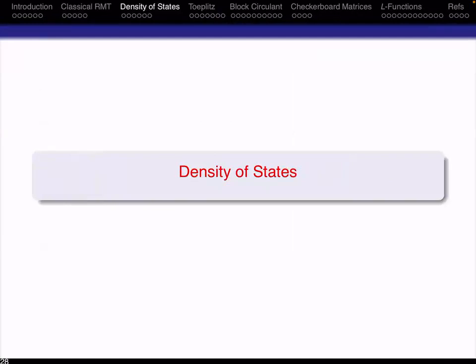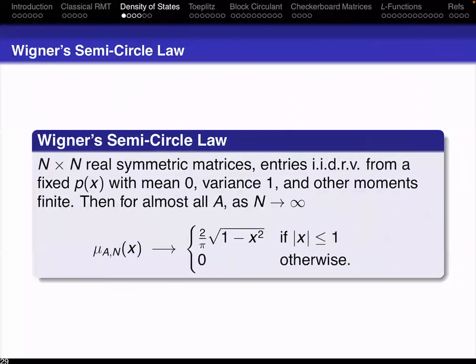So I want to talk a little bit about density of states. The first big result in the field is due to Wigner. What he proved is if you take an n by n real symmetric matrix, choose the entries independent, identically distributed random variables from a fixed probability distribution with mean 0, variance 1, and other moments finite, then as n tends to infinity, the density of the normalized eigenvalues converges to a semicircle.